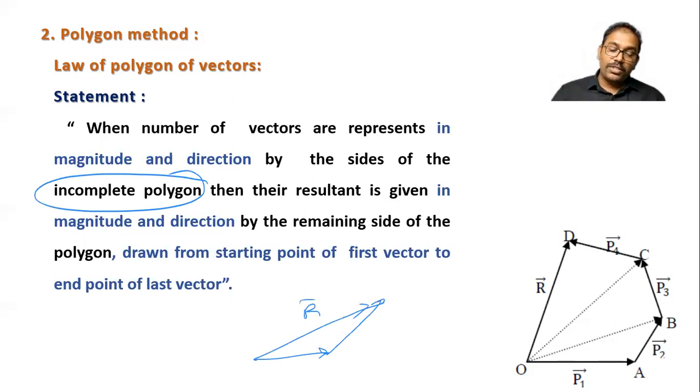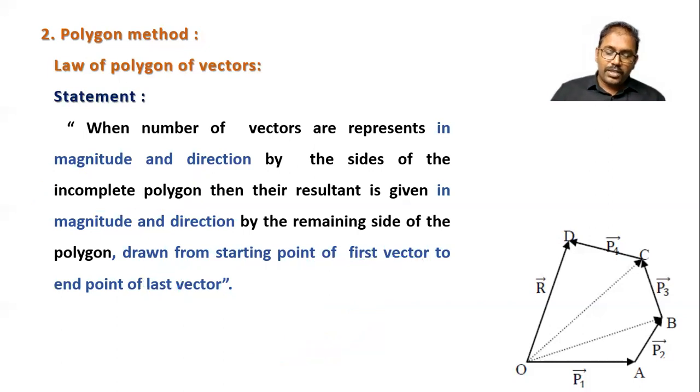But here it is drawn from the starting point of the first vector to the end point of the last vector. In the triangle method, it is the second vector. But here we don't know how many vectors there are in the polygon method, so to the end point of the last vector. So when I'm talking about this, this is the first side, second side, this is the third side. So this is P1 bar, this is P2 bar, this is P3 bar. Then the addition or resultant is given by the remaining side. This is the resultant. So that's it.